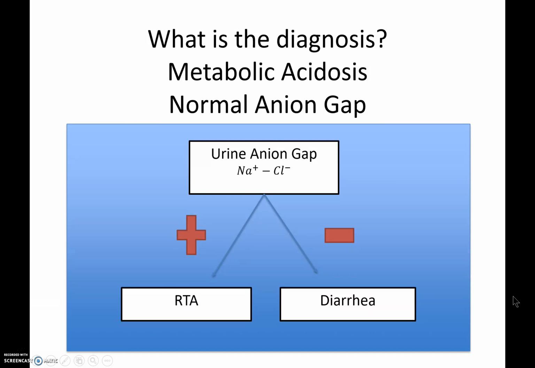It's a really simple equation. You just take your urine sodium and subtract your urine chloride. If that is a positive number, then you have renal tubular acidosis. And if it's a negative number, then your patient most likely has metabolic acidosis due to diarrhea.